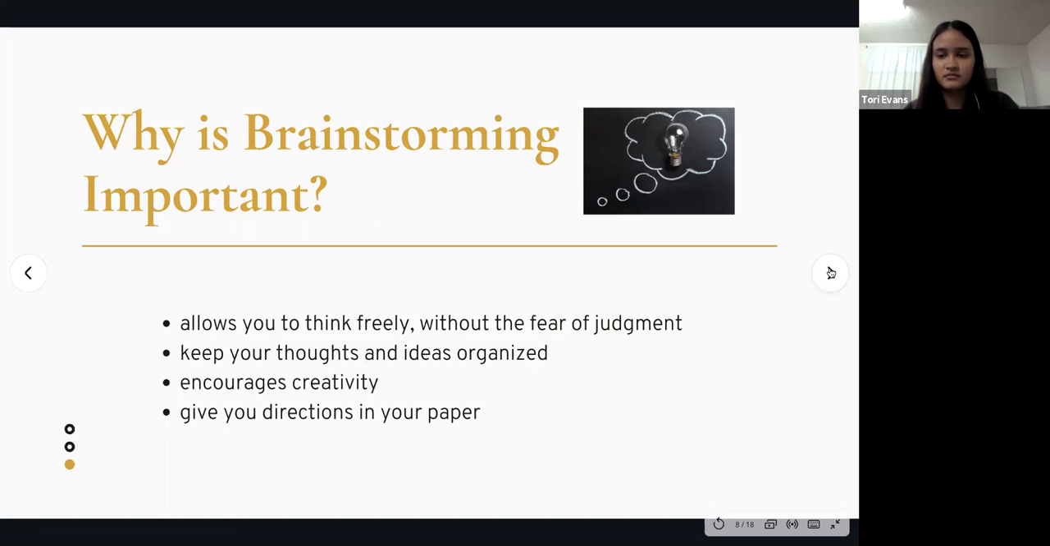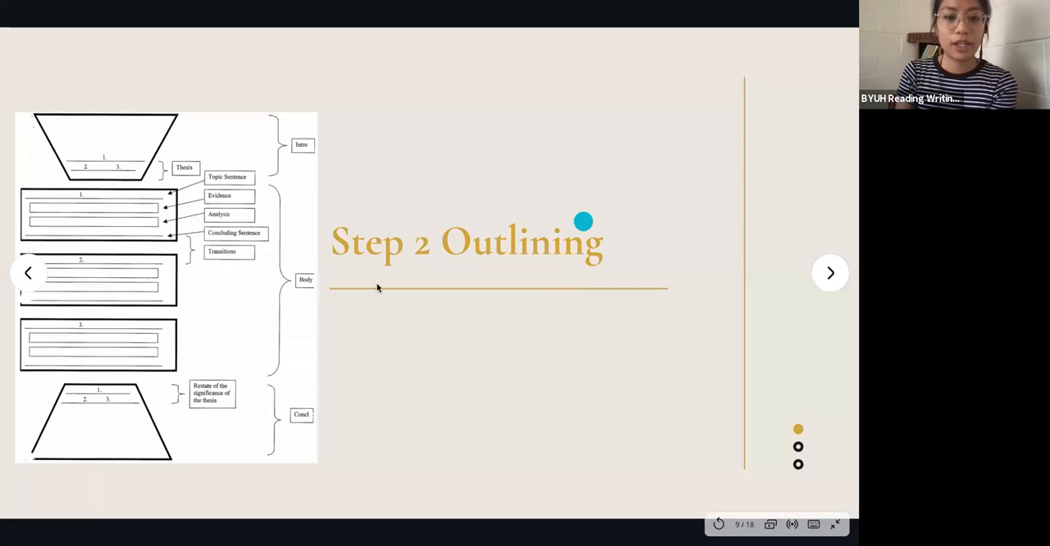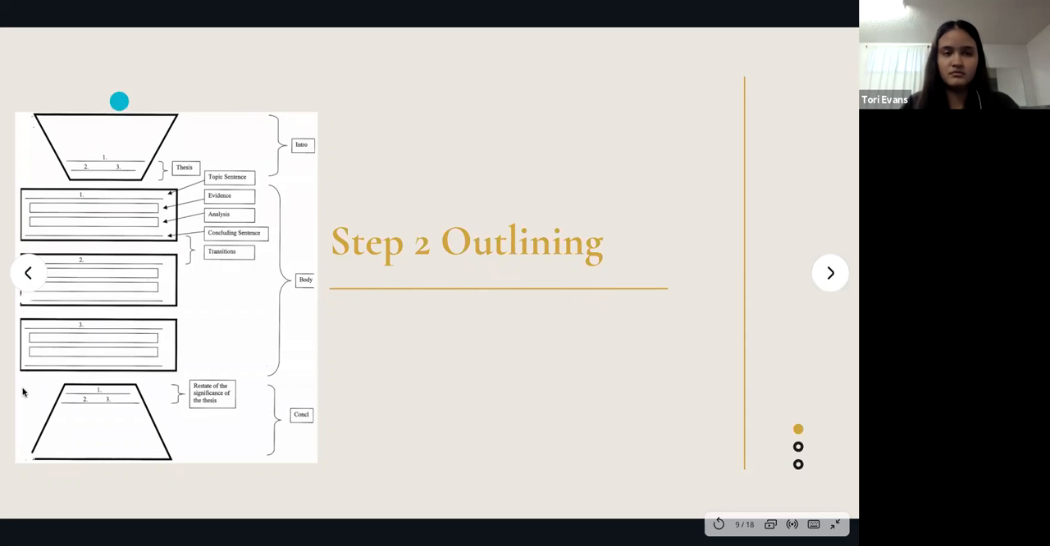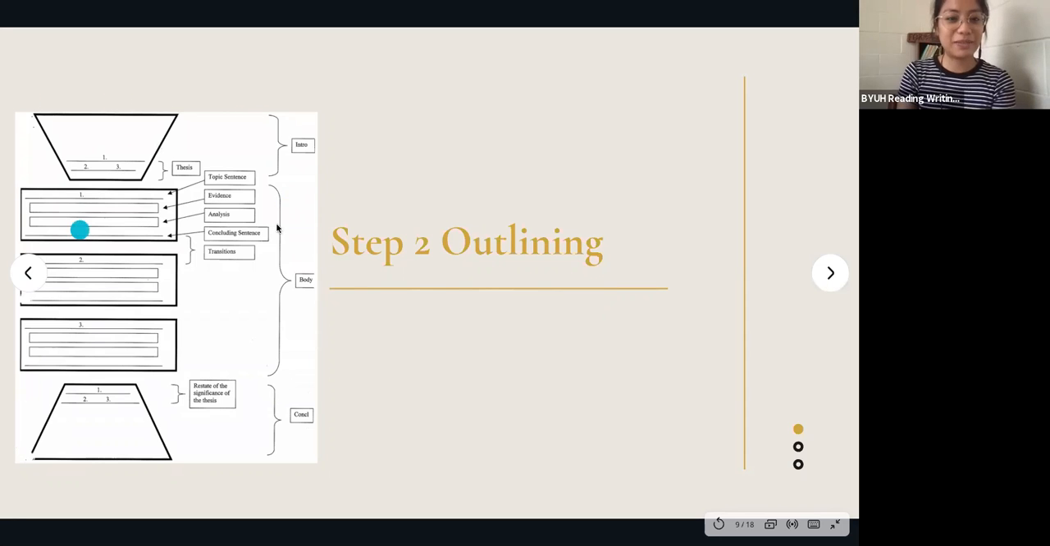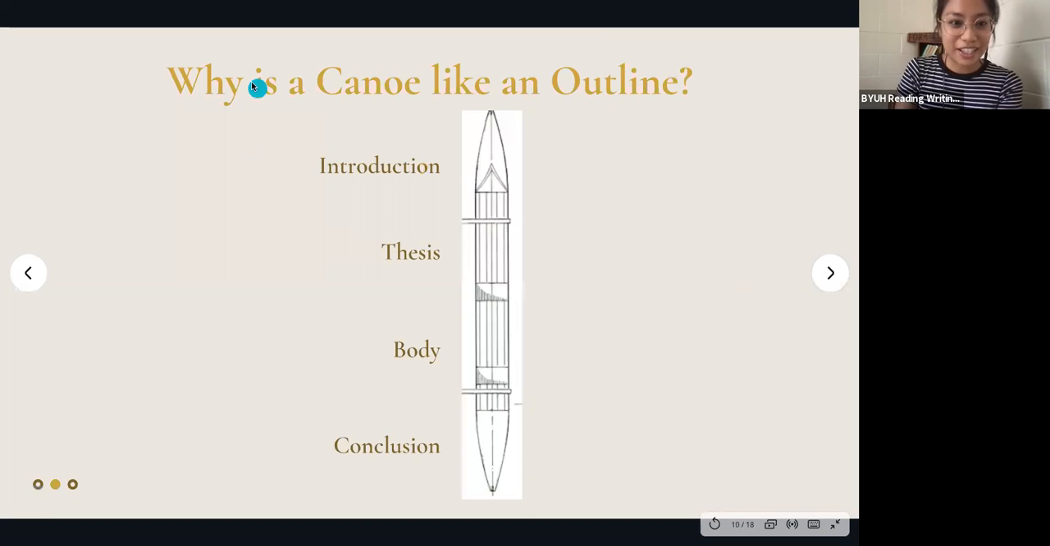So after brainstorming your ideas about your topic, the second step is to outline. I'm pretty sure this outlining process might seem familiar to all of you. It seems familiar to us as well, but it's also overwhelming sometimes. So today, Tori and I are going to share an analogy of outlining.